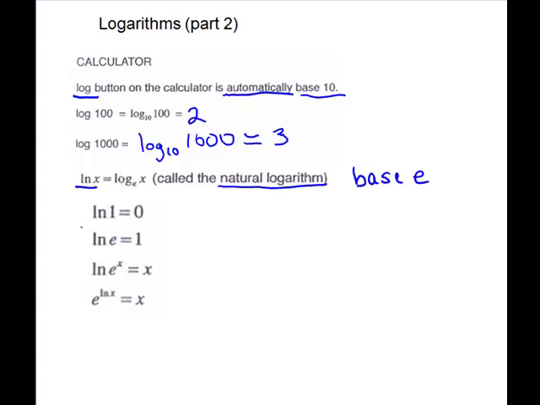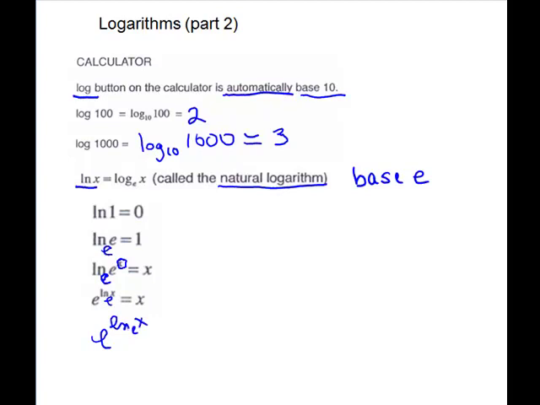So if we have the natural log of 1, it is equal to 0. The natural log of e, because you're doing the log base e of e, it's equal to 1. Right. The natural log of e to the x is going to be just x because you're doing the natural log base e of e to the x. It's just going to be the exponent. And in our fourth one, e to the ln of x. This is really the ln of e, base e. So e to the ln base e of x.